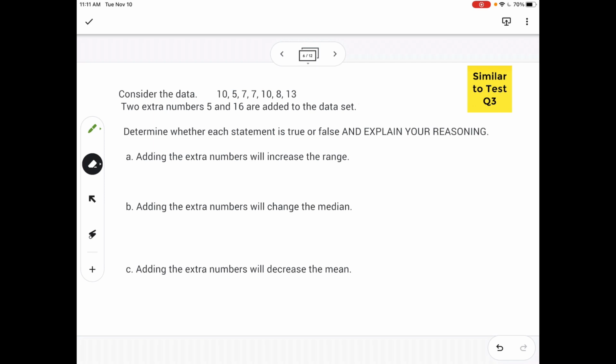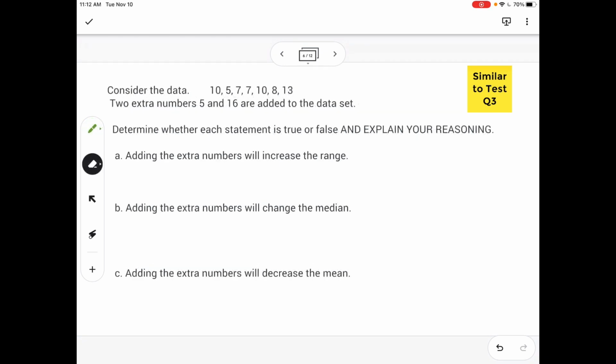So you do have to show work, and you absolutely need to solve for all of these in order to determine if adding the extra numbers will change these different measures of center in a certain way. All right, so let's read the beginning. It says, consider the data. So we're given these data points, and then it says 2 extra numbers, 5 and 16, are added to the data set. And now we're going to answer these questions and determine if they're true or false. And we're going to explain our reasoning. And with these ones, you can explain pretty easily with the math, and then just reference the math that you did. So this first one says, adding extra numbers will increase the range.